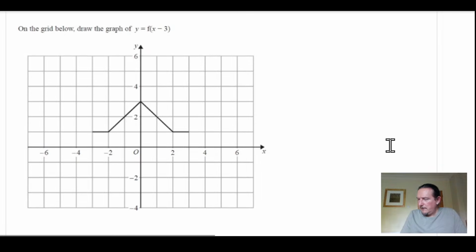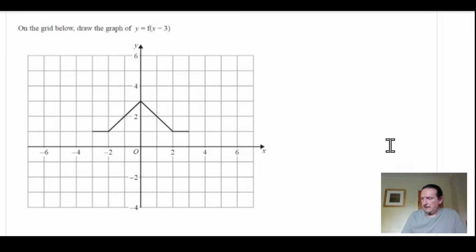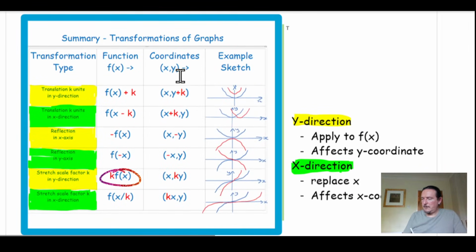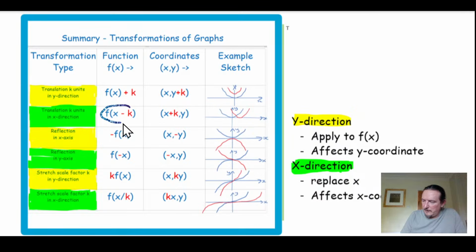This next one, on the grid below, draw the graph of y equals f of x minus 3. So I'm taking 3 away from the value of x inside the bracket there. If I come back and look at my table up here, which one is that then? It's going to be this one, isn't it? Where you take a number away from x. That's a translation of k units in the x direction. So if you take k away from x inside the bracket, you're shifting your graph k units to the right. That's what's happening there.